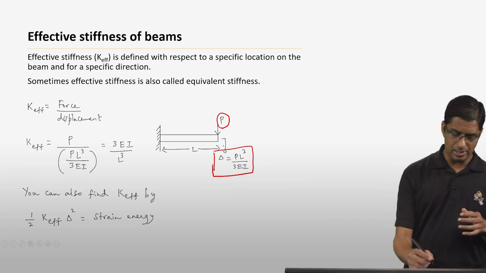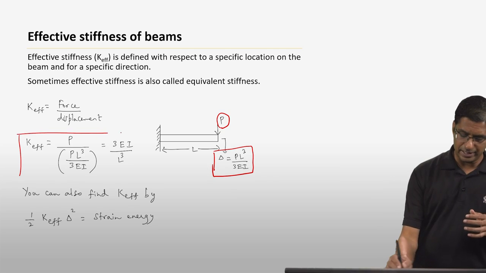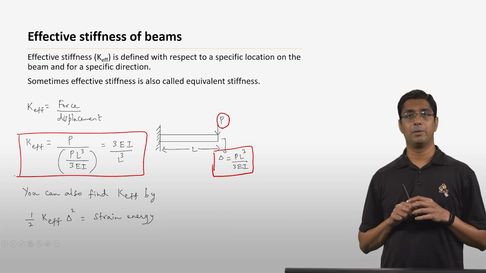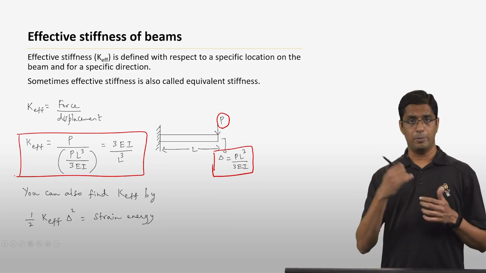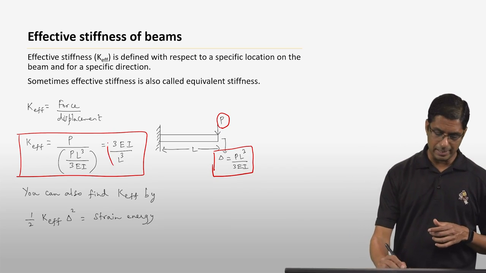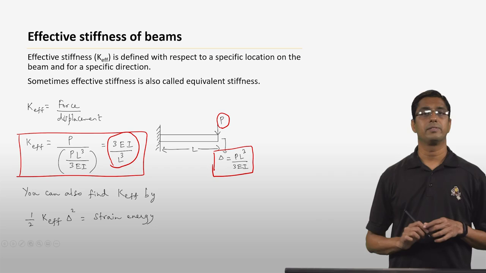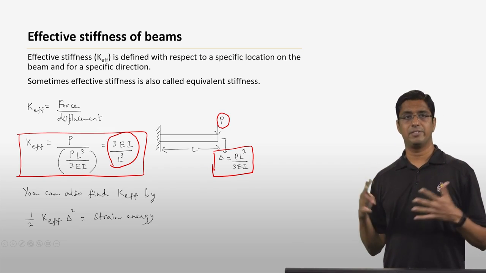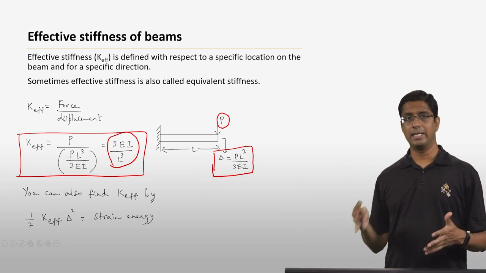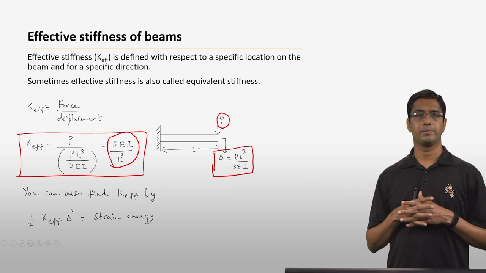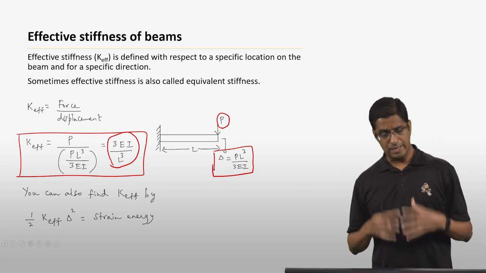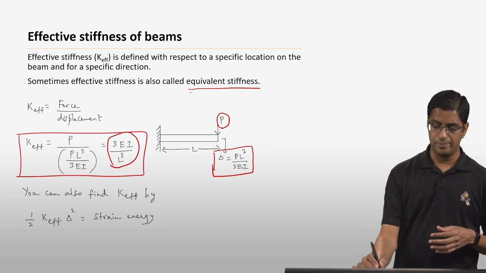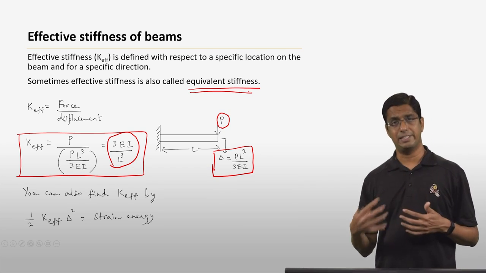So in that case, you can define the effective stiffness of this cantilever for this particular loading configuration as P over delta, and that turns out to be 3EI over L cubed. Now you can say that the effective stiffness of the cantilever beam for tip loading is 3EI over L cubed. This effective stiffness is sometimes also called an equivalent stiffness. These terms are often used interchangeably.